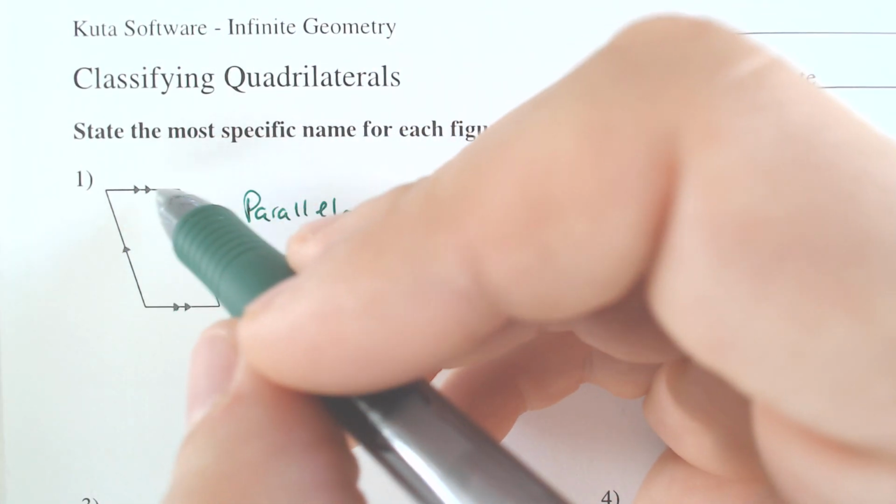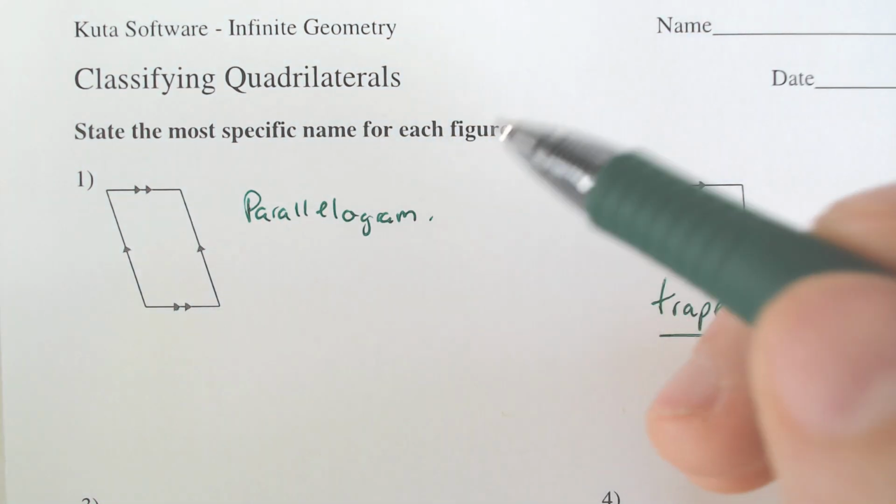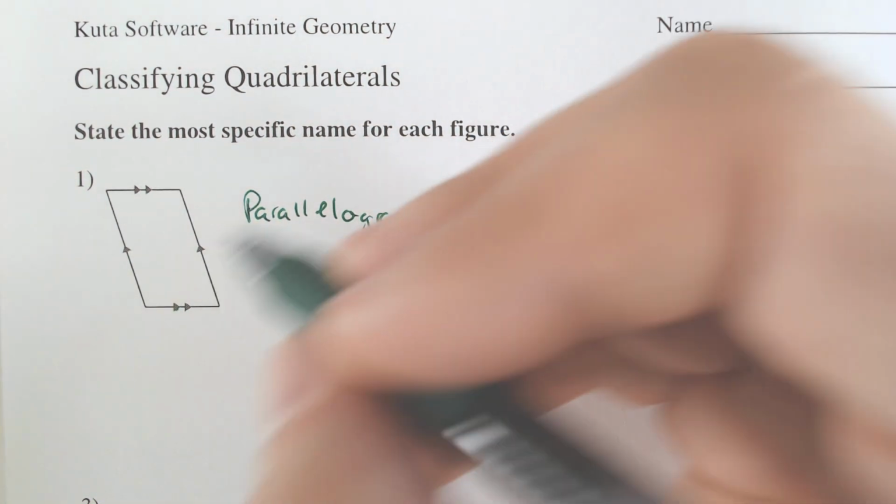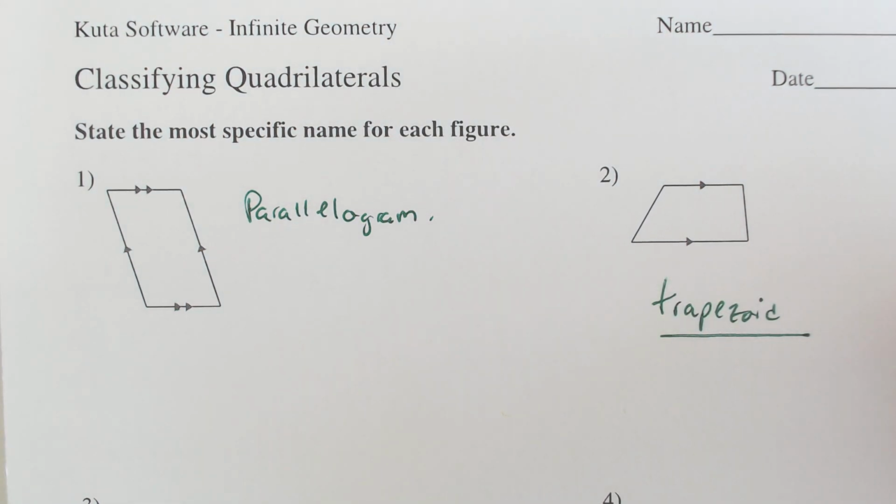Maybe that the four sides were equal. If the four sides were equal, then it would upgrade to a rhombus, but we don't. So that's all we can do is call it a parallelogram.